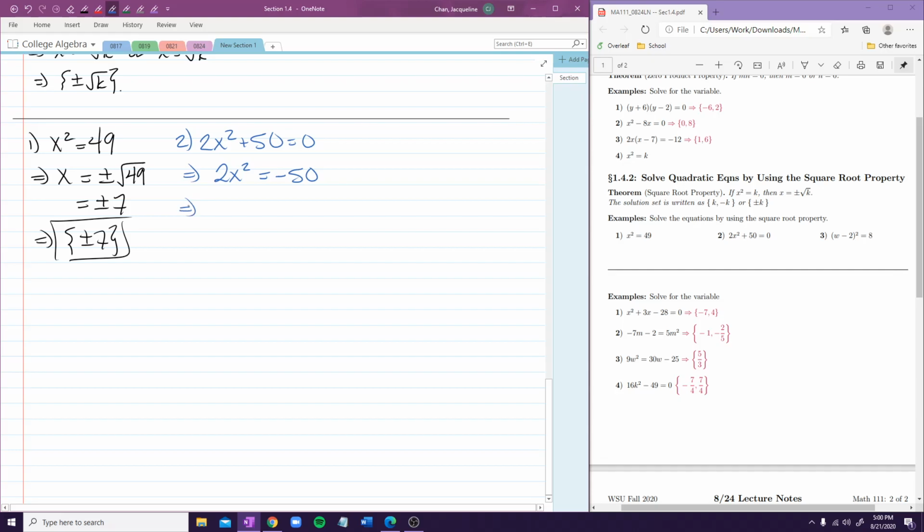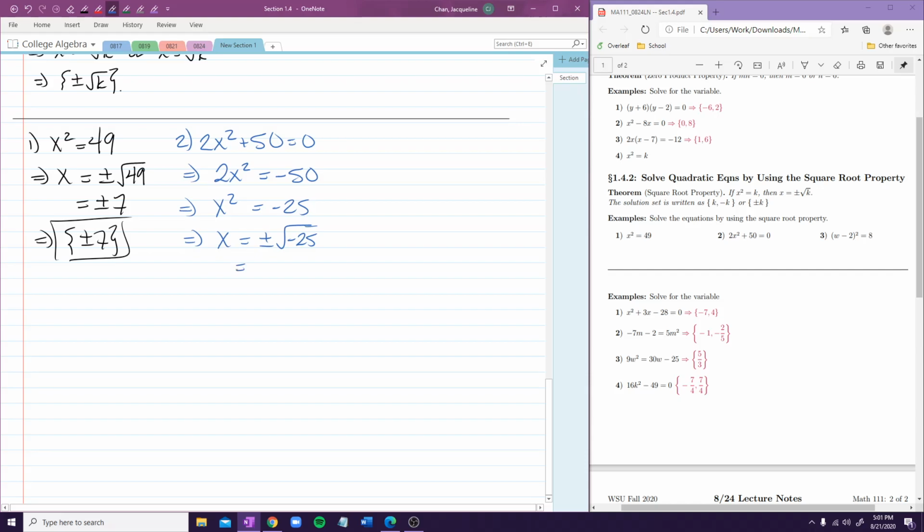When we do the square root property, we want the coefficient to be 1. The reason why is because when you take the square root of 1, it's 1. So that's why we can apply it. So now let's divide both sides by 2. If I do that, I get x squared is equal to negative 25. Now I can apply the square root property. So I have x is equal to plus or minus the square root of negative 25.